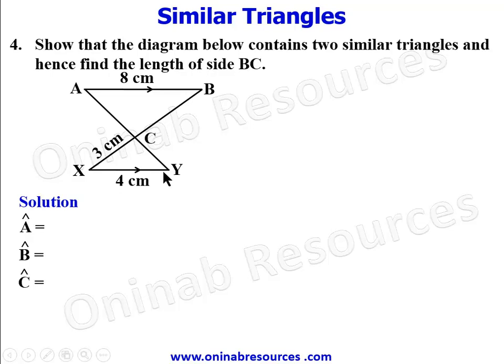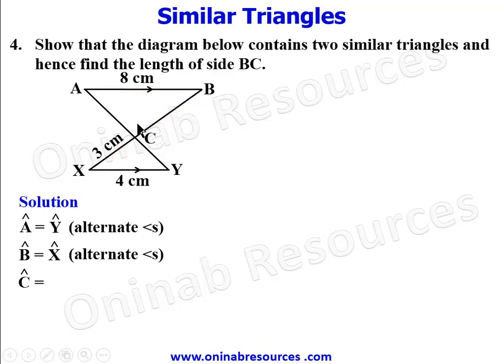Starting from angle A, we know that AB is parallel to XY, and XB and AY are transversals. So we can form a Z angle here, alternate angles. You see this Z angle? That means angle at A is equal to angle at Y. So we have A is equal to Y, that is alternate angles. In the same way, for angle B, we can form another Z. That is angle at B here is equal to angle at X. Therefore, B is equal to X, still alternate angles.